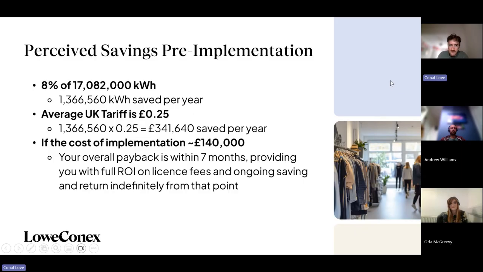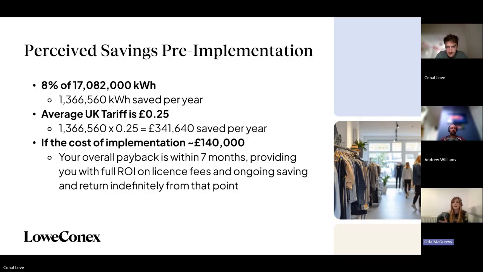I guess then taking that forward, if we were to save 8%, what type of saving would this case see? Well, in this particular example, we would be saving over 1.3 million kilowatt hours per year. We're taking it a bit as an average tariff. Again, a lot of these metrics can be made very specific to the estate that we're working in. But that will be looking from an energy lens alone at about 341k saved per year.